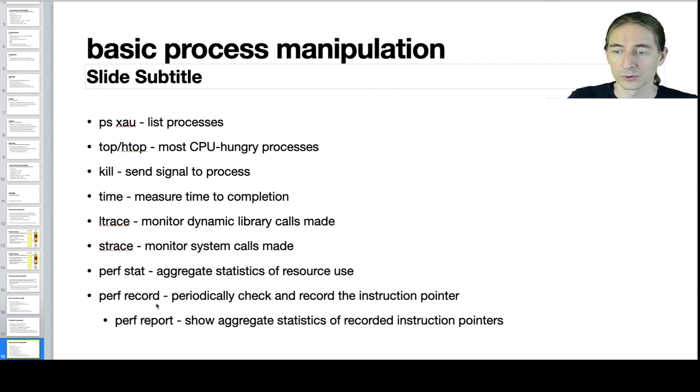Finally, perf record will periodically check and record primarily the instruction pointer. So every now and then it'll stop the program and see, oh, what was the instruction pointer? Just keep doing that. And then when you're done, you can run perf report and get a statistical view of what the instruction pointer was at all these different times. If you get enough samples like that, you can get a pretty accurate profile of what the program spends time doing.